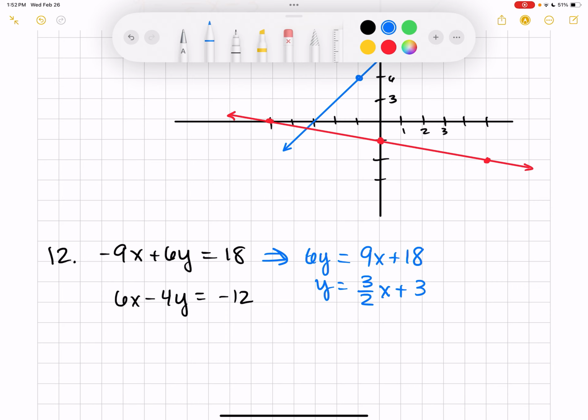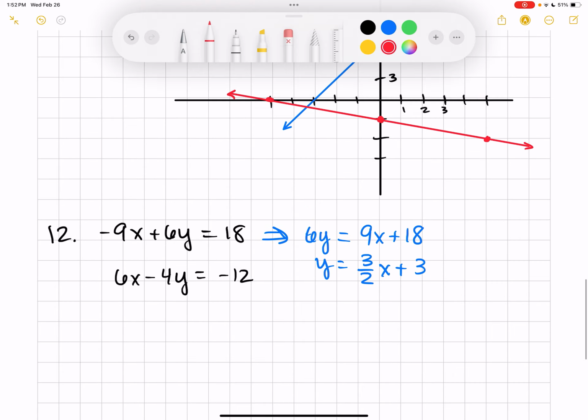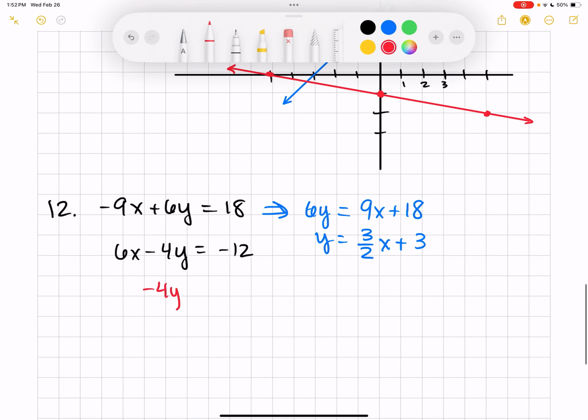How do I get y by itself in this one? Subtract 6x. -4y equals -6x minus 12. Now what? Divide by -4. So y equals -6/-4x, and then plus 3. What's -6 divided by -4? 3/2. Yep.